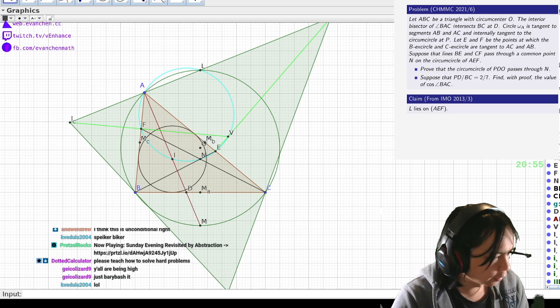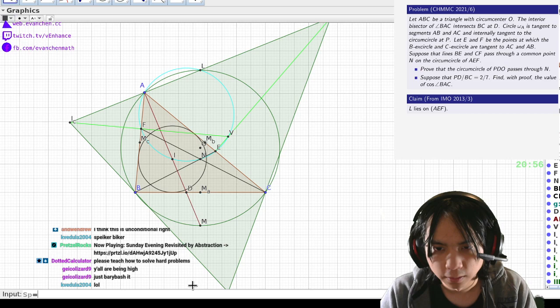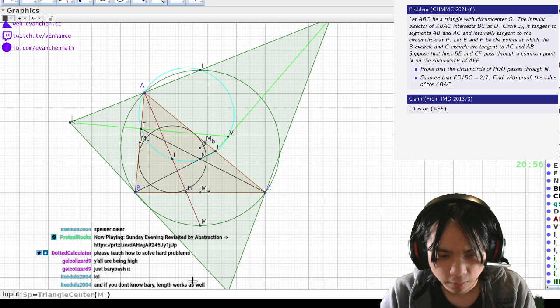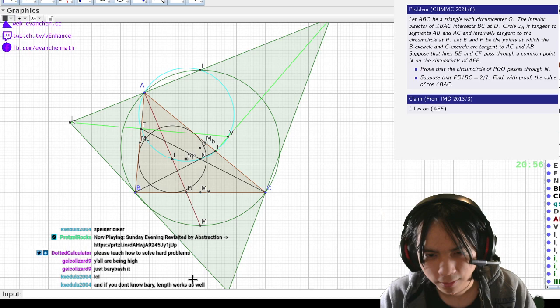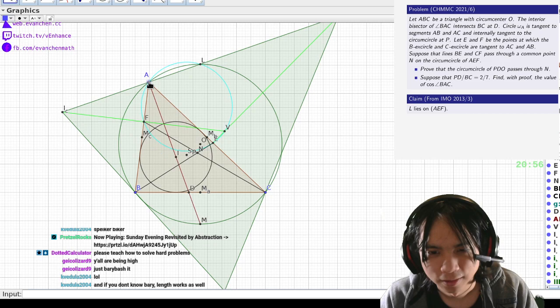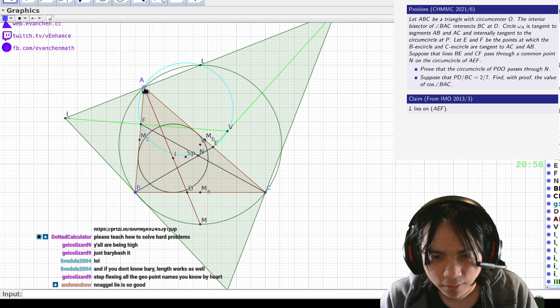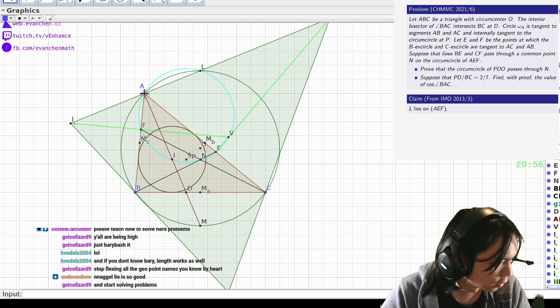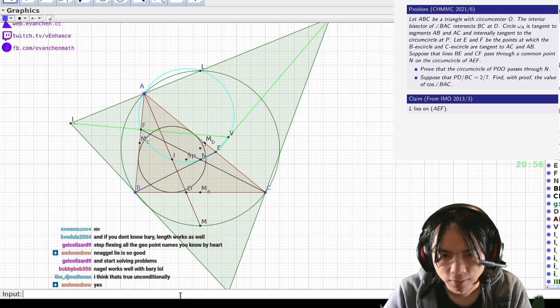The Spieker center is the incenter of the medial triangle. I agree. So the Spieker center is the triangle center of M_A, M_B, M_C. Wait, what the heck? Is it the midpoint of IN? Oh, okay. I did not know that. Why is that true? Okay, well, it's true.